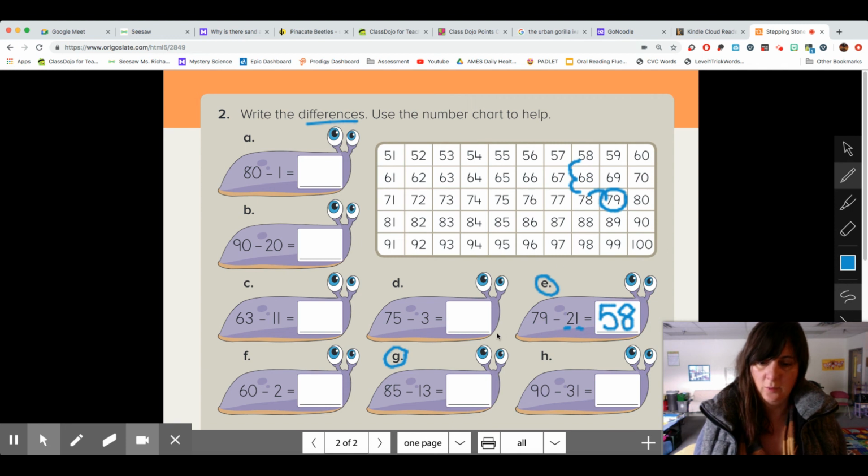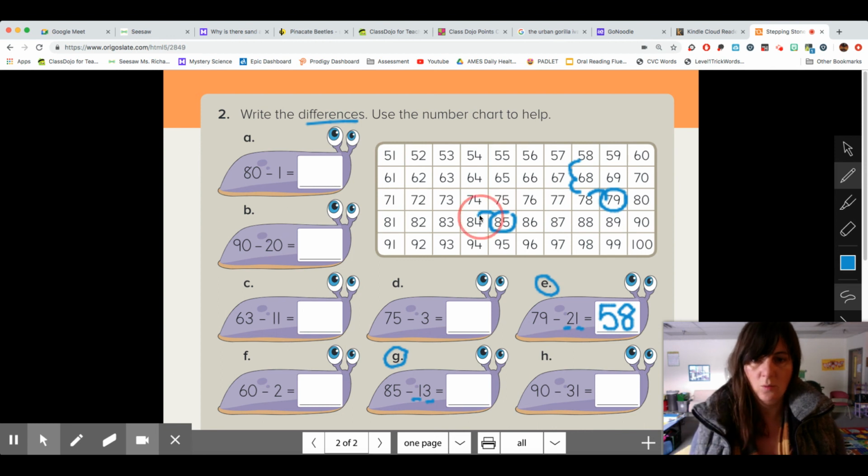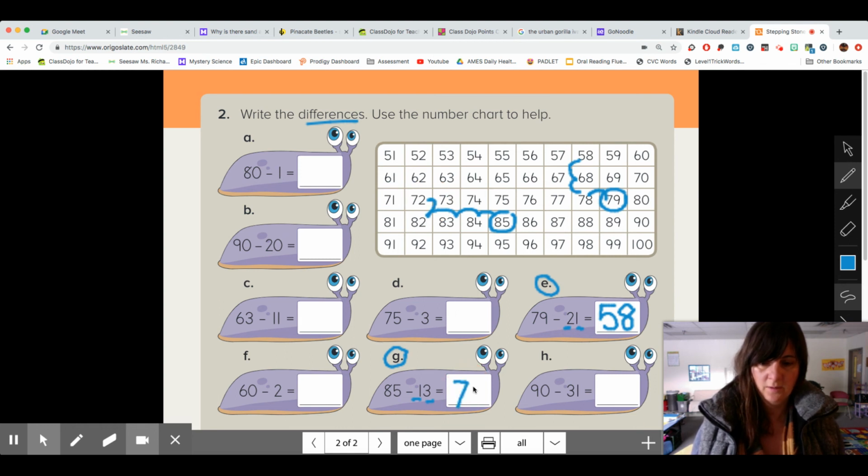Okay, let's do one more. 85 minus 13. So we're going to start at 85, and then we need to take away 13. So we need to take away 1 10 and 3 ones. I'm going to start with the ones and jump back 3 spaces. 1, 2, 3. And then we need to take away 1 10, so we're going to jump up to 72. So 85 minus 13 is 72. Let me fix that. 72. And we'll do one of these with the stacking method.